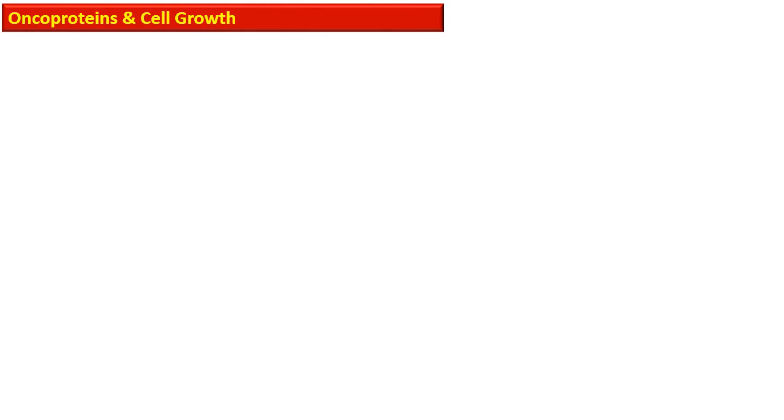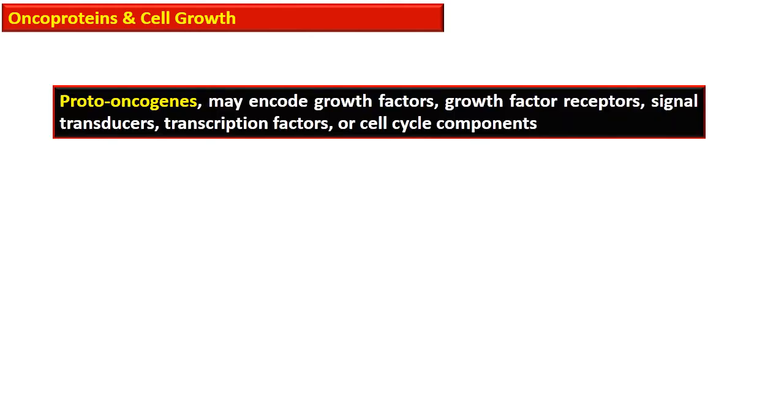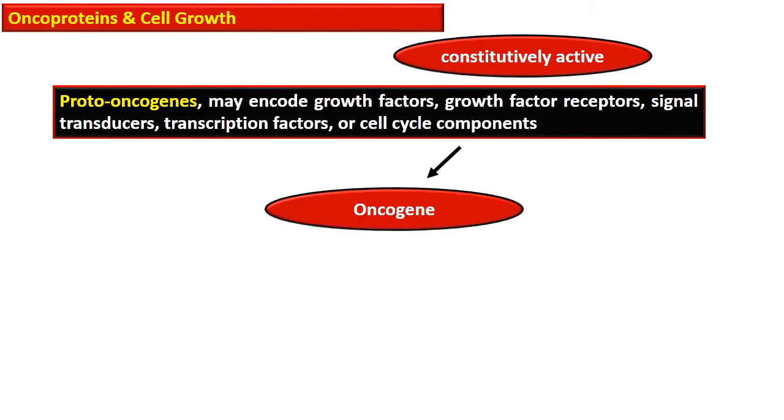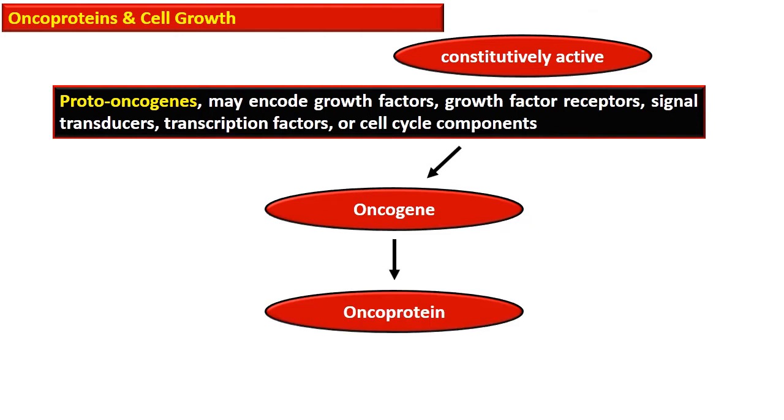So what is an oncoprotein and how is it involved in cell growth? A proto-oncogene may encode growth factor receptor, signal transducers, transcription factor or cell cycle component. When it is mutated, it becomes constitutively active and it is now termed an oncogene. Then the product of these oncogenes is oncoprotein.